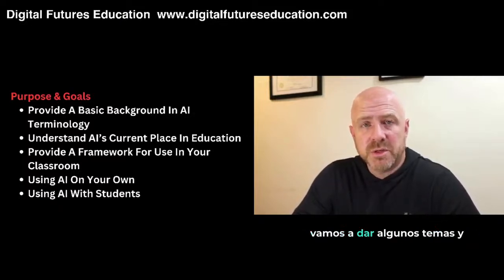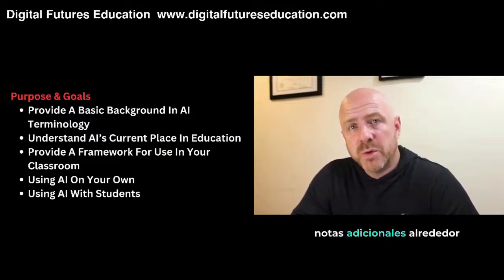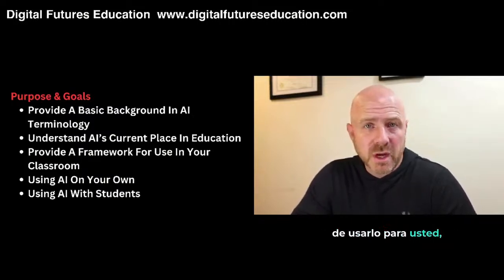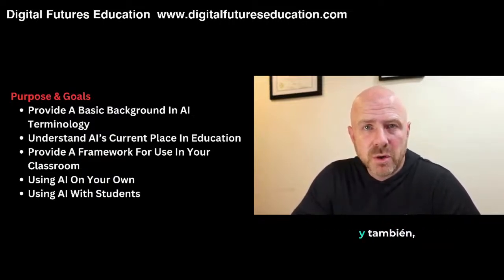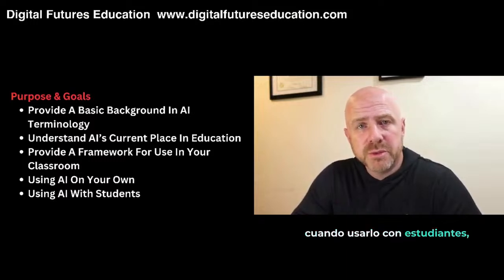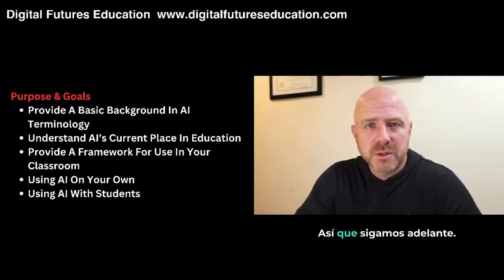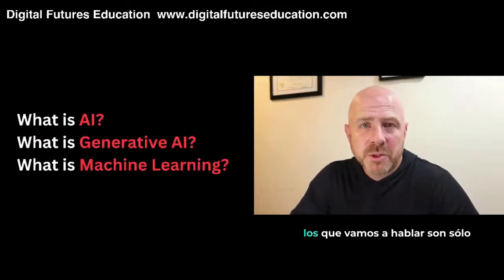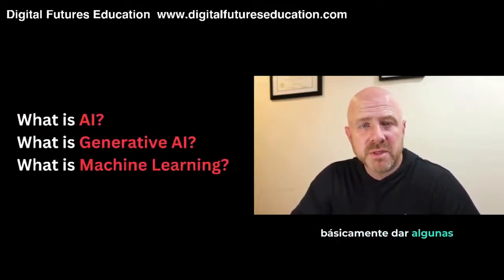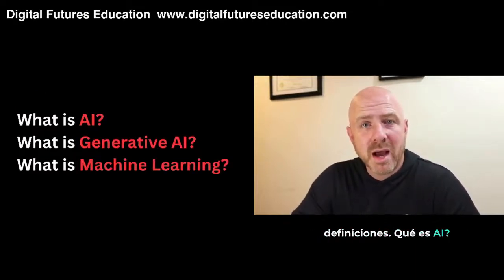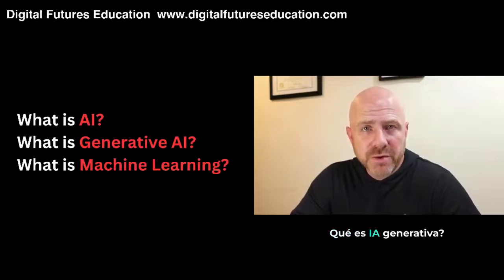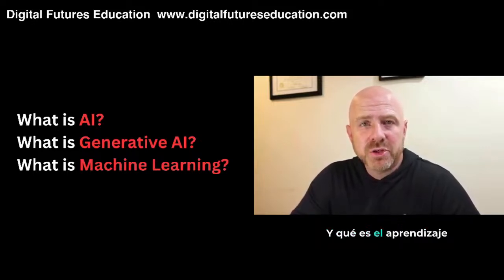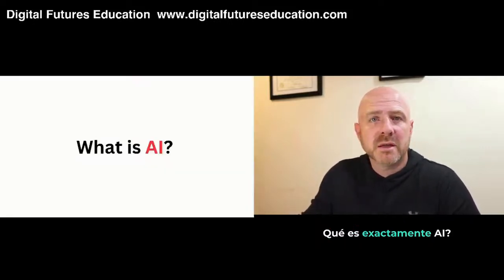Additionally, we're going to give some additional topics and notes around using it for yourself, for your own efficiency, and also when using it with students, some things to think about. So let's keep moving through. The first topics we're going to talk about is just basically giving some definitions. So what is AI? What is generative AI? And what is machine learning? So what exactly is AI?